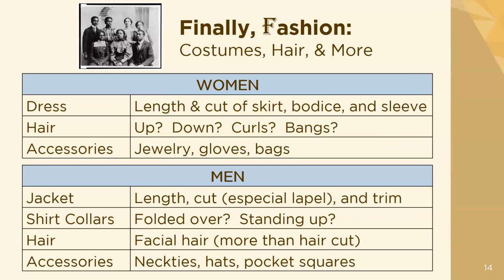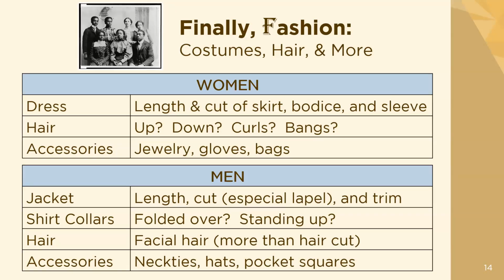Finally, fashion. Here are a few key elements: the length and cut of the skirt, the bodice, or the sleeves. Sleeves did change over time. In high fashion, for instance, in the 1890s, the sleeves were little puff sleeves. They proceeded to bloom out and become what they called mutton sleeves with the cuff at the end. They weren't very practical for everyday work and things of that nature.